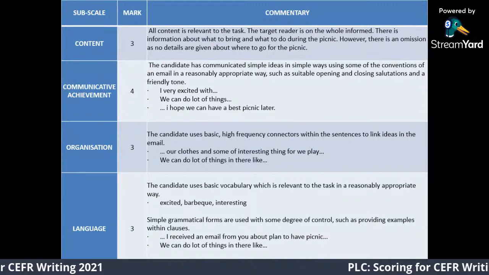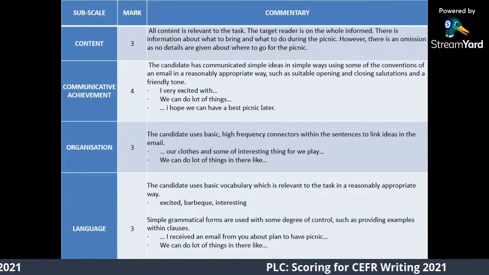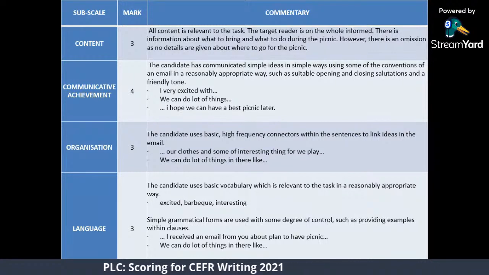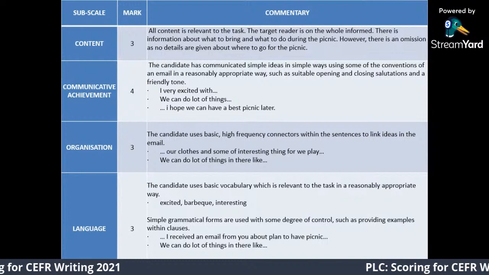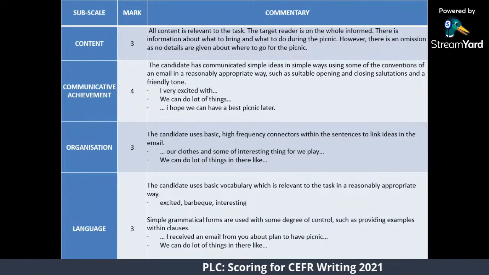So this candidate got a 13 out of 20. So 3, 4, 3, 3. So if you can see, comparing the previous one, the Sungai Gabai waterfall, this is a bit lower level. Okay, so Izul, we can go to the next one.